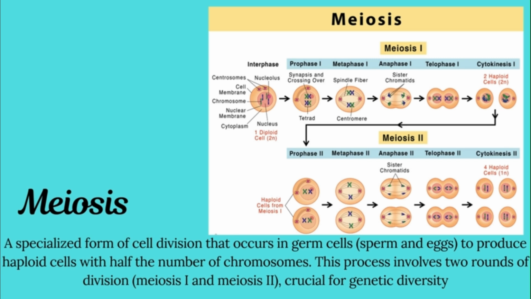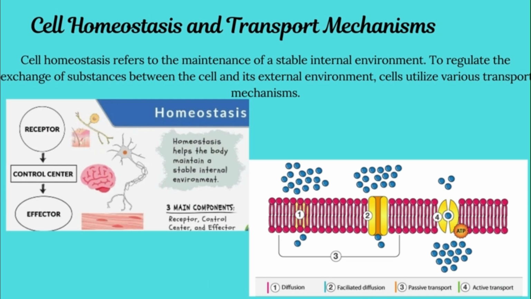This process involves 2 rounds of division, meiosis I and meiosis II, crucial for genetic diversity. Cell homeostasis and transport mechanisms. Cell homeostasis refers to the maintenance of a stable internal environment to regulate the exchange of substances between the cell and its external environment. Cells utilize various transport mechanisms.